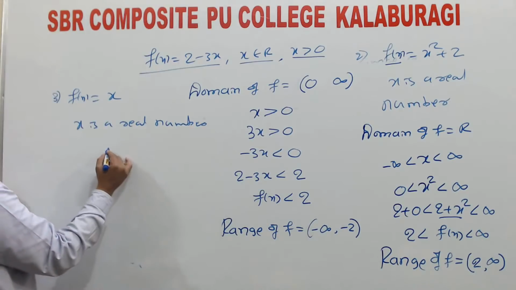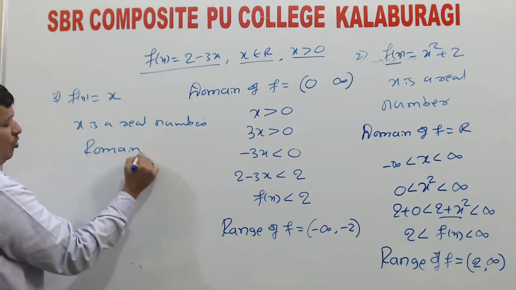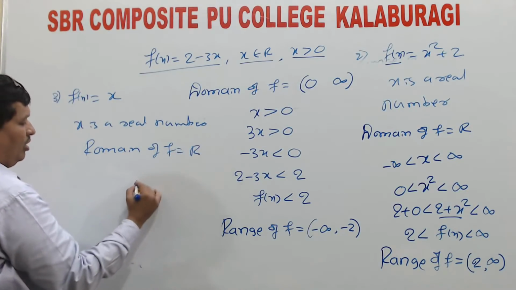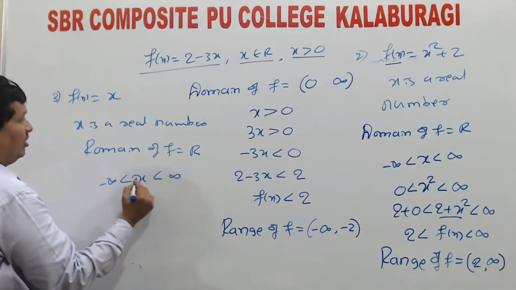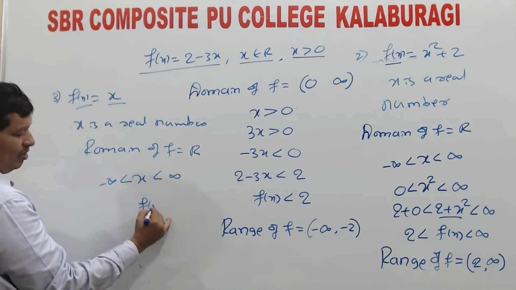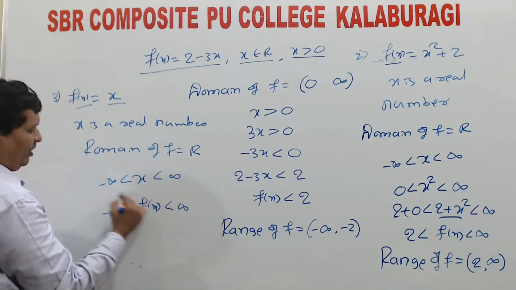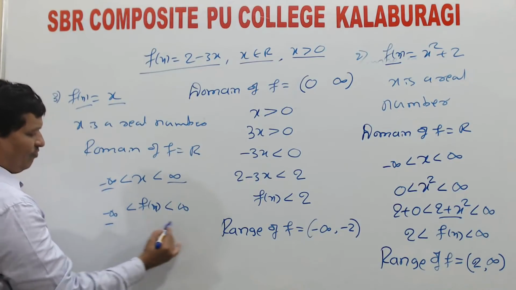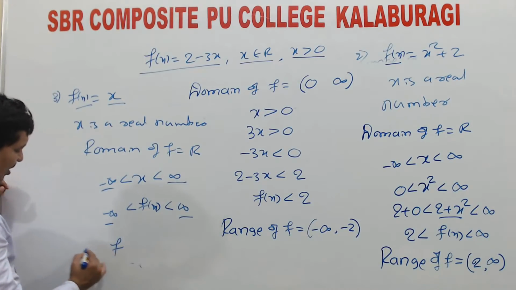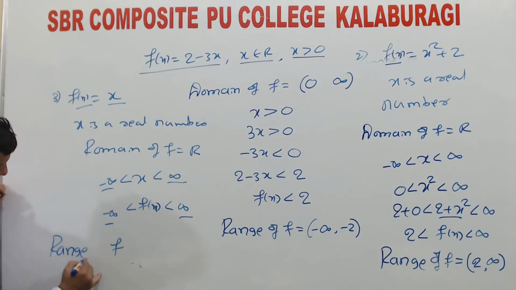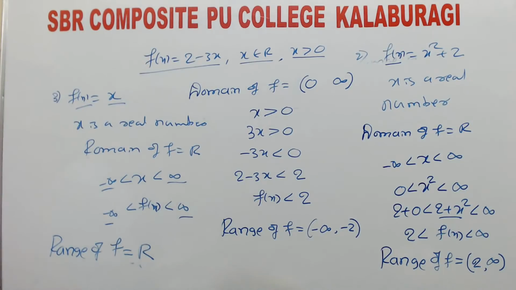But here you write like this. So x is a real number, which means domain of f equal to R. It means x lies between minus infinity to plus infinity. And f of x again is the same, there is no question of adding and subtracting. If x lies between minus infinity to plus infinity, f of x also lies between minus infinity to plus infinity. Therefore, range of f equal to the set of real numbers, minus infinity to plus infinity.